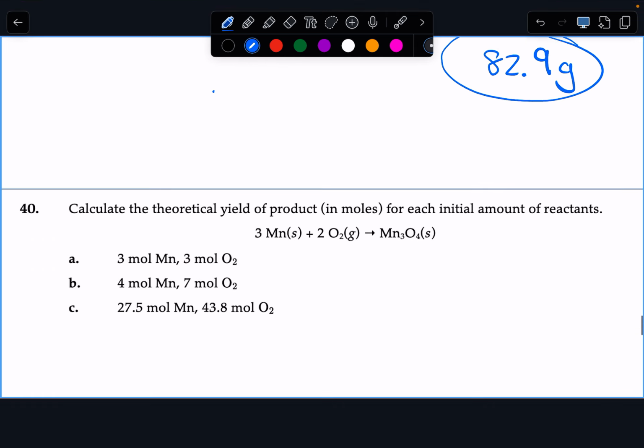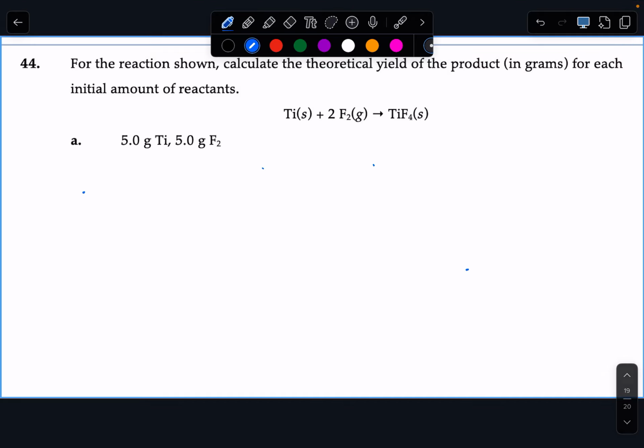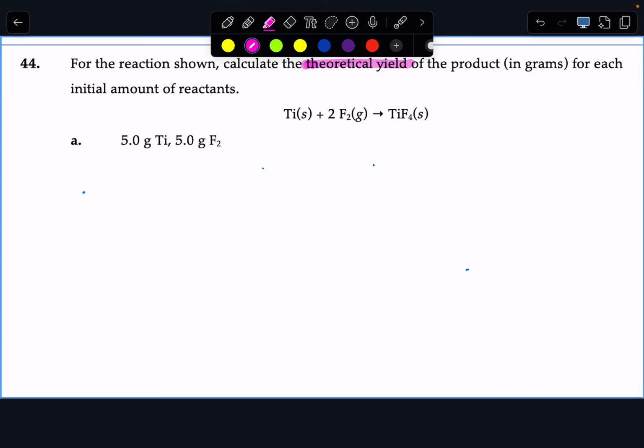So for our last one, we're going to do a limiting reactant problem. We'll do 44. And don't get confused by this. It says calculate the theoretical yield. That's just the calculated value. Actual yield is if you do an experiment in a laboratory setting, you get a certain amount. It's never, I'll say, 100% yield. You're never going to get the amount that you expect from the calculation. So that would be called the actual yield.